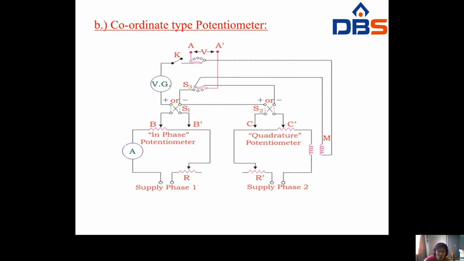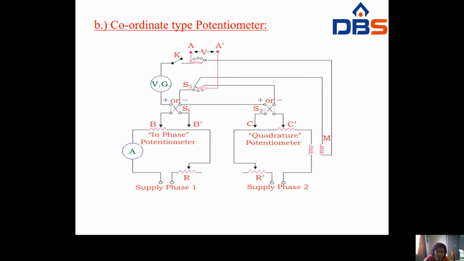Okay, coordinate type potentiometer. So this is the construction of a coordinate type potentiometer. This is the in-phase potentiometer, and this is the quadrature potentiometer. So this is split into two parts: in-phase potentiometer and quadrature potentiometer. For the in-phase supply, phase one, we have to connect the ammeter. This is the supply to the quadrature potentiometer, and here you have to connect the transformer.